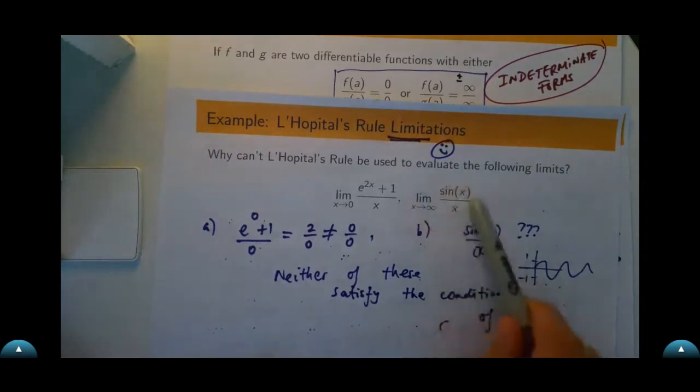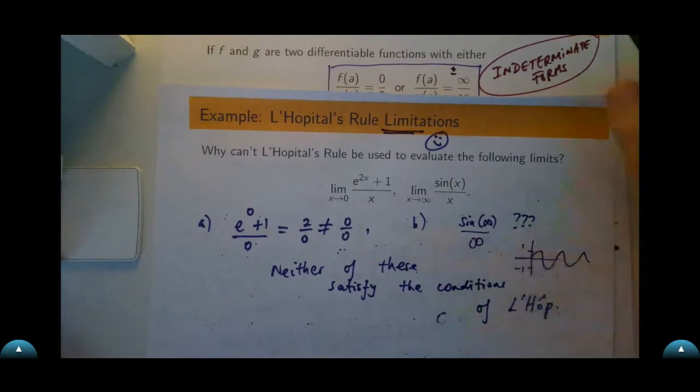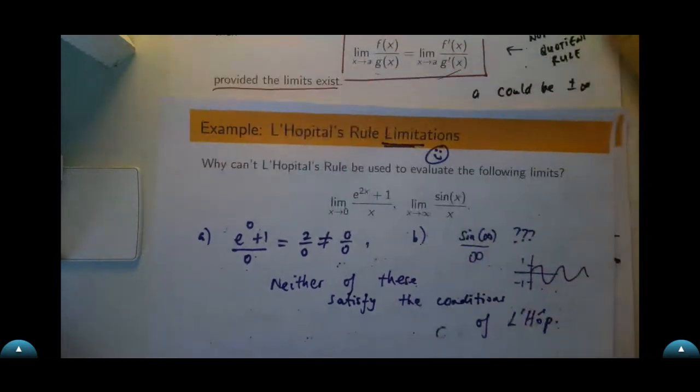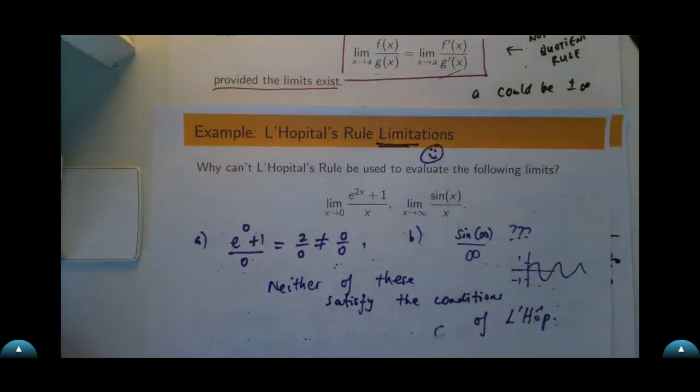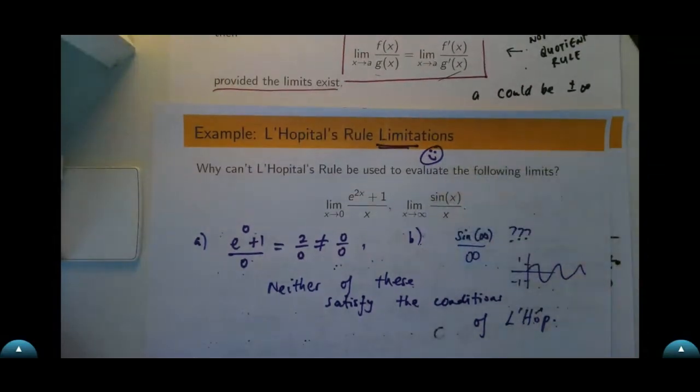Yeah, Nicholas, the answer for this is obviously 0, but you can't get there by using L'Hopital's rule. You can do it using other ways, like the squeeze or pinching theorem, but L'Hopital's rule won't help you here. Okay?